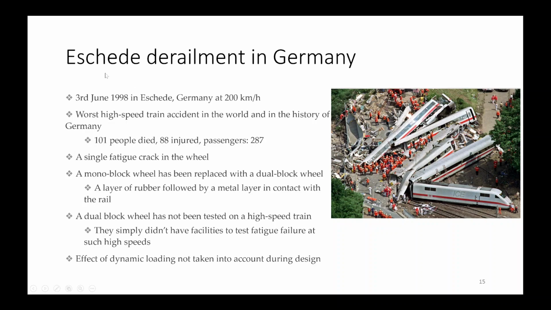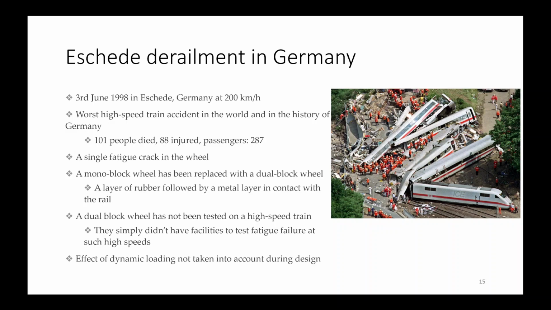Now, another example is the Eschede derailment in Germany. On 3rd June 1998 in Eschede, Germany, the train was going at 200 km per hour, and it was the first high-speed train accident in the world and in the history of Germany. Around 101 people died, around 88 were injured, and there were around 287 passengers in the train. And it occurred because there was a single fatigue crack in the wheel.